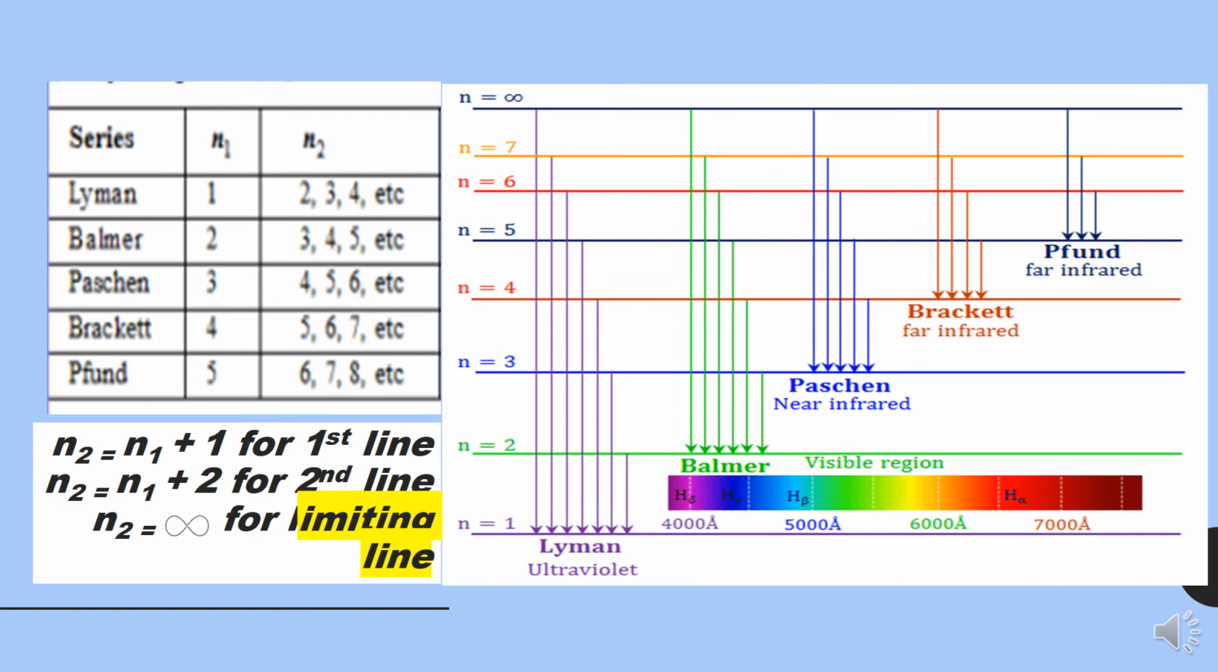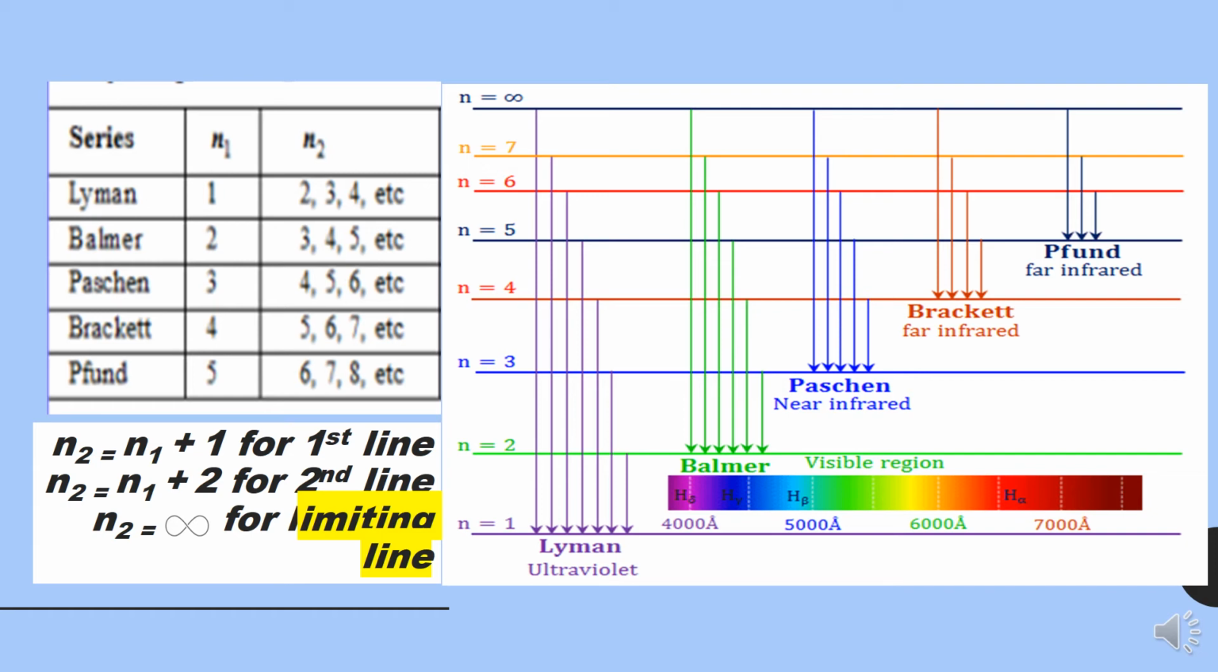Let us see how to fix the values of n1 and n2 while looking at these transition series. For example, Lyman series, Lyman series में मैंने आपको बताया ग्राउंड स्टेट होता है फर्स्ट एनर्जी लेवल, जिसके लिए n1 की वैल्यू आपने 1 रखनी है. तो फॉर Lyman series n1 is 1.